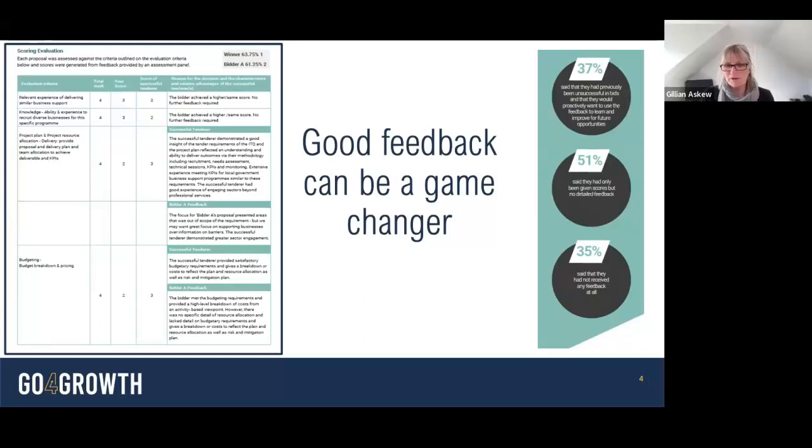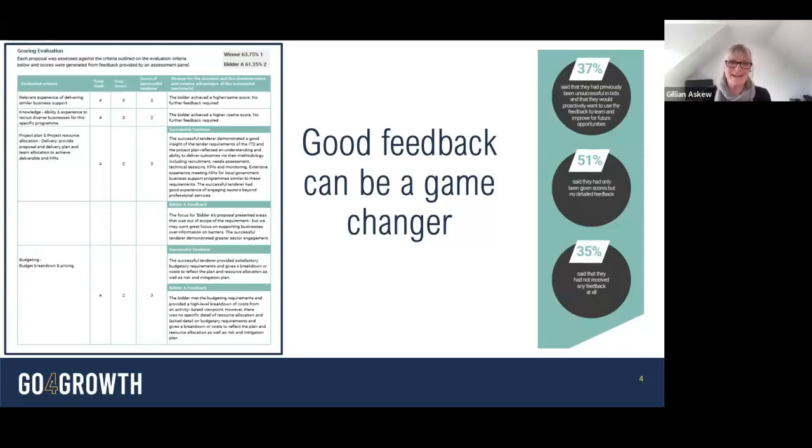You can see on screen a couple of things. On the left-hand side, some examples of good feedback. This is real feedback. It's redacted for obvious reasons. But you can see on the third one down, project plan and project resources, what the contracting authority in this case has tried to do is give an overview of what was good about the successful tenderer's response to that question. So they've gone into some detail. The project plan reflected an understanding and ability to deliver outcomes, KPIs and monitoring were there, the needs assessment, technical sessions. The successful tenderer had good experience of engaging sectors beyond professional services. So it really tries to say this is why the score was the way it was.